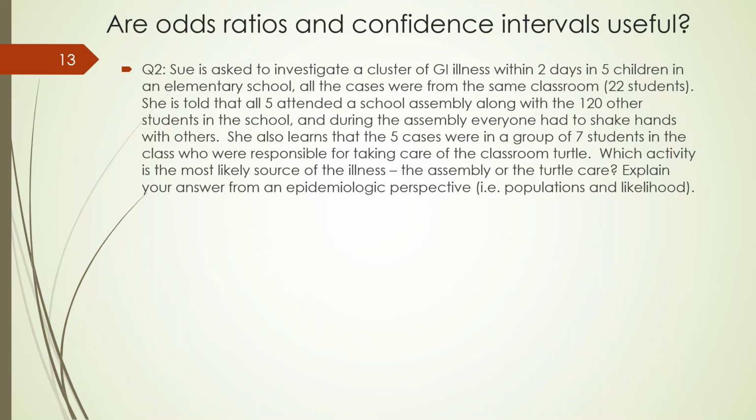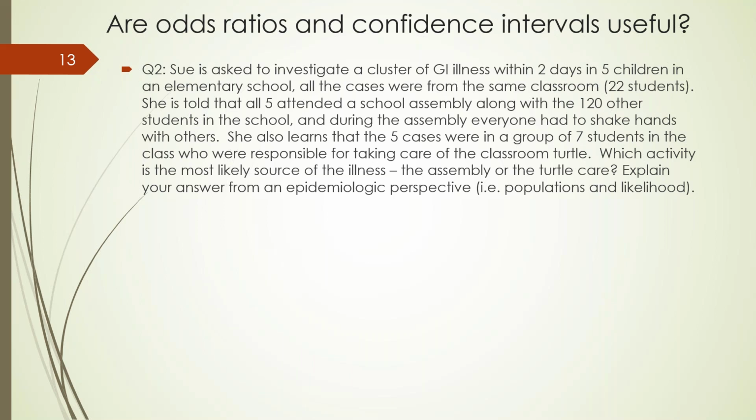Okay, now here's a little bit more fun example about odds ratios and confidence intervals. So question 2: Sue is asked to investigate a cluster of GI illness within 2 days amongst 5 children in an elementary school. All the cases were from the same classroom, which has 22 students. She's told that all 5 of the case students attended a school assembly with 120 other students in the school. And during the assembly, everyone was asked to shake hands with everybody else.